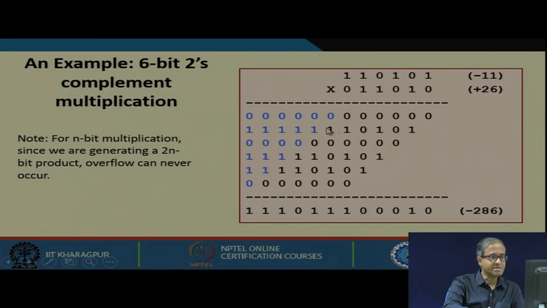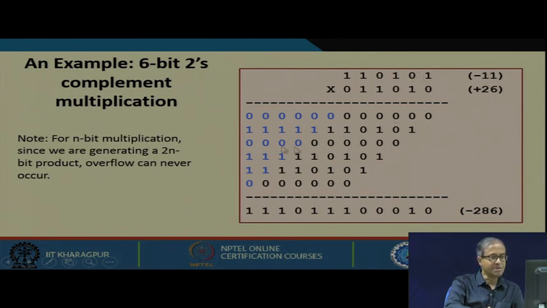Next is 1. So, we add this. This is negative. That is why we do a sign extension with all 1s. Next is again 0, sign extension. Next is 1, this multiplicand, sign extension. Next one again 1, multiplicand, sign extension. Last 0, sign extension. If you add these bits up now, you will see that what you have got is this. If you convert it to decimal, you see that this is indeed minus 286, which is the product.